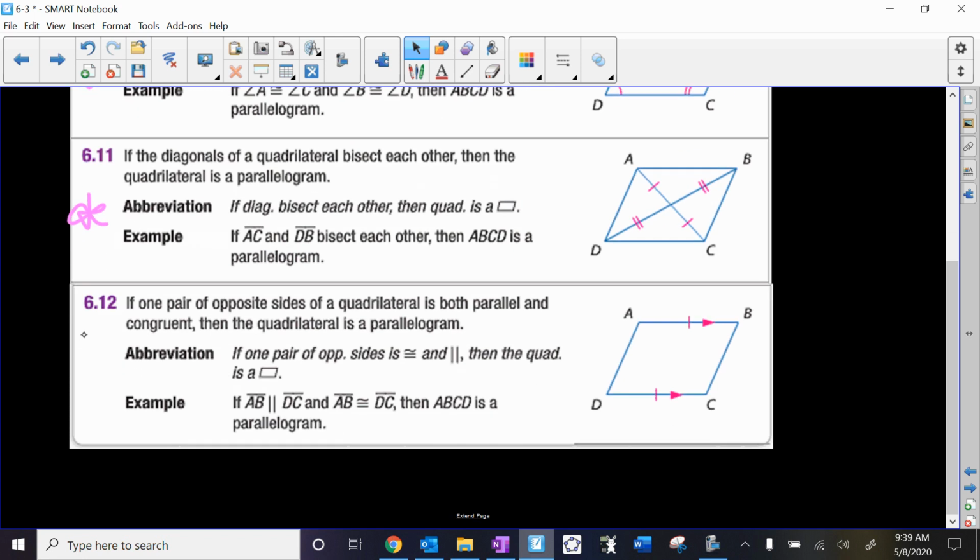This one is slightly different than what we looked at in section 2, but it's pretty similar in the fact that if you can show that one pair, notice that this is the only time that you can talk about one pair, but one pair of opposite sides is both congruent and parallel, then you know it is a parallelogram.